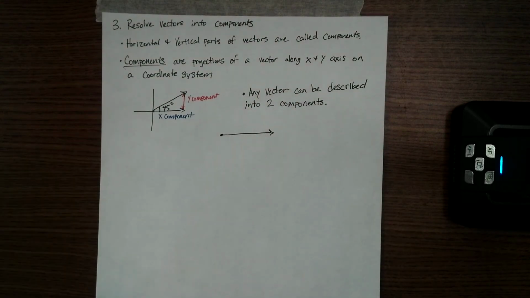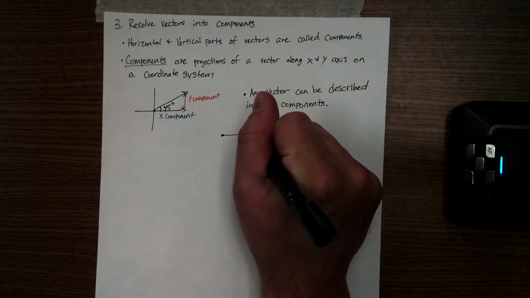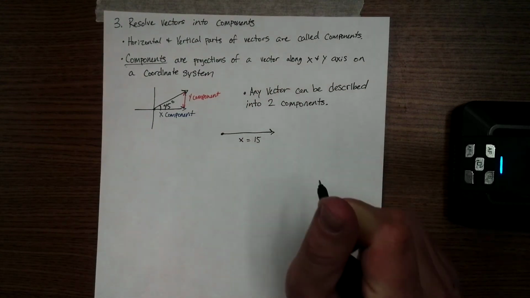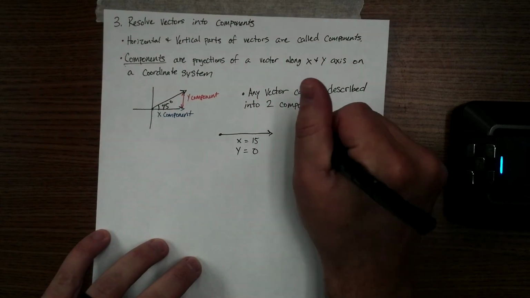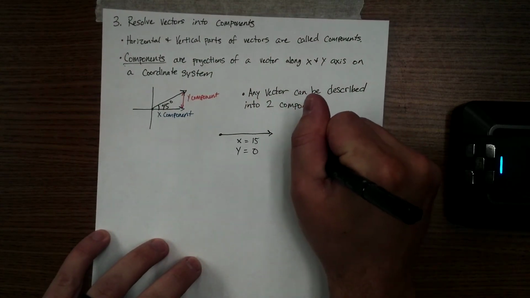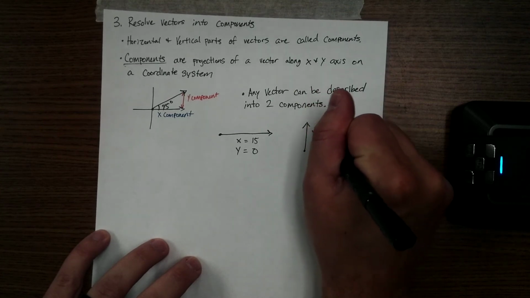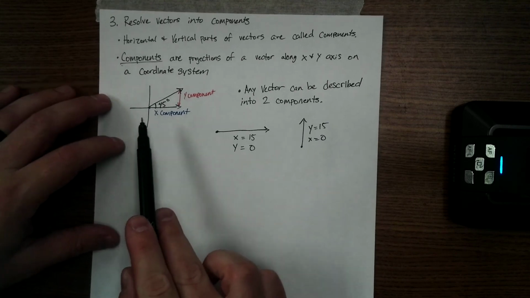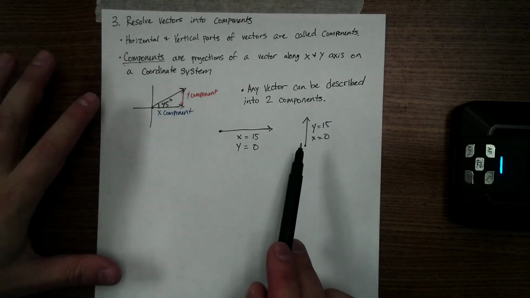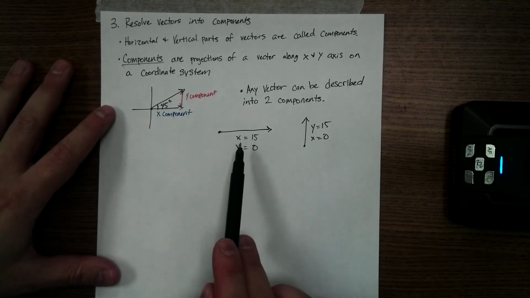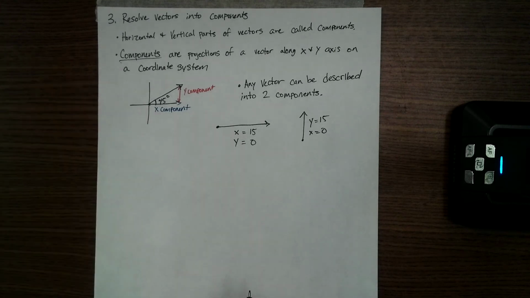Well, that's pretty simple. You have an X component, which is equal to whatever, let's just say 15. You also have a Y component, which is equal to 0. Same thing could be said of a vector that is going up, where you have a Y that's equal to 15 and an X that's equal to 0. Okay? So just because it's moving at an angle doesn't mean that's the only time it has two components. Some that are flat still have both, but one is just equal to 0.